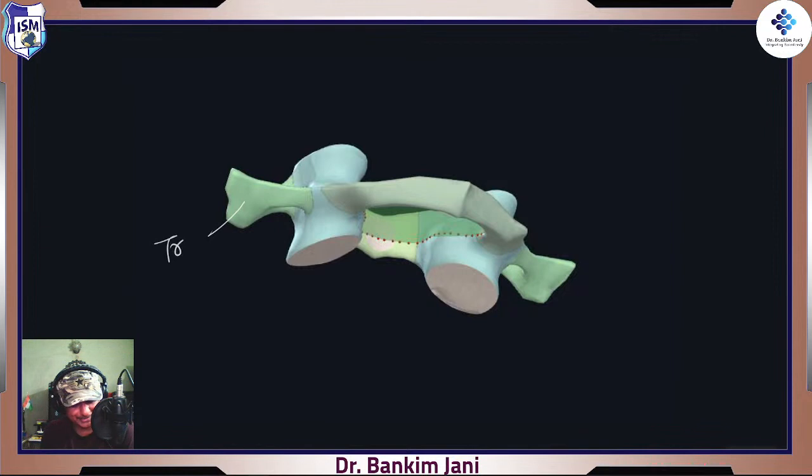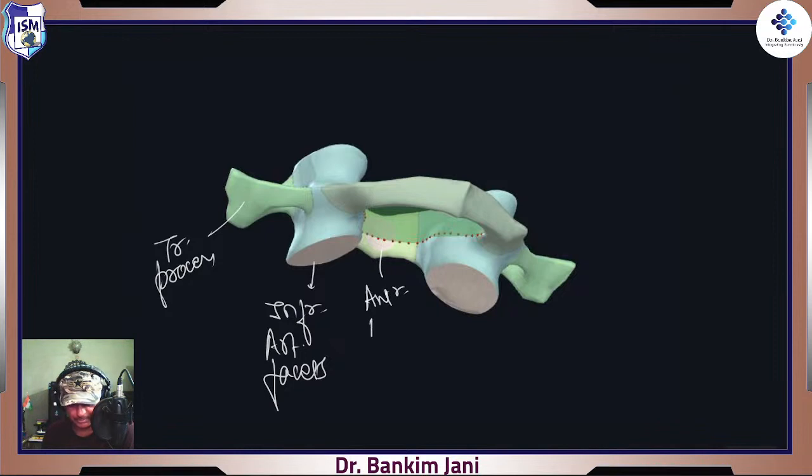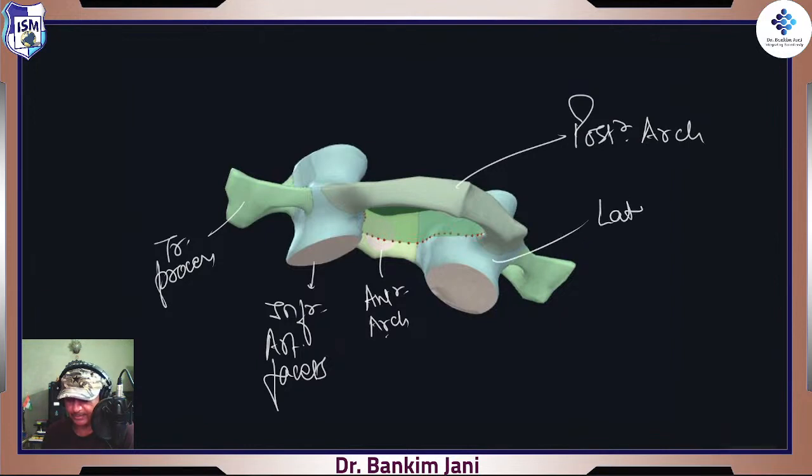So here it is. The transverse process, these are inferior articular facets, right, which will go with C2. And this one would be the anterior arch. And this bigger one is the posterior arch. And then, lateral mass. That's the lateral mass with which all the structures are connected, right?